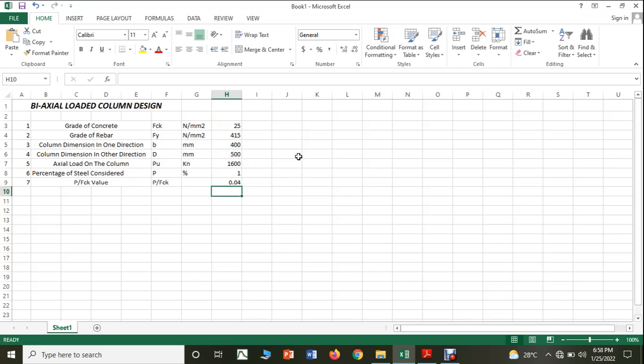Now once I have got that, let us take the larger dimension of the column, that is d dash by d, right? So therefore I'll go to the 8th step here. Let us find out, so I have to write the effective cover to the column.